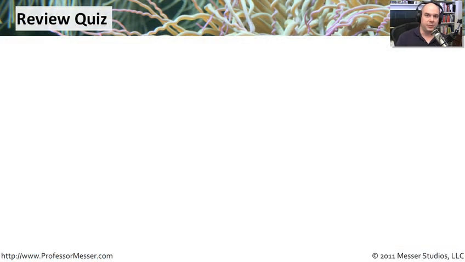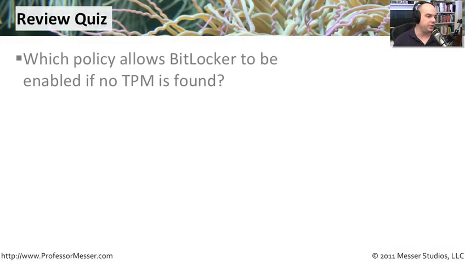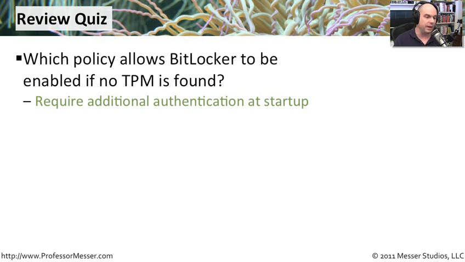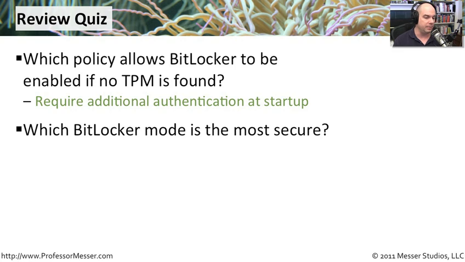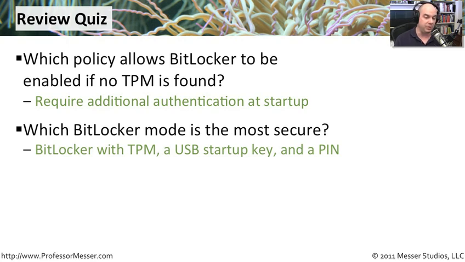Let's review some of the topics we covered in this module. Our first question: which policy allows BitLocker to be enabled if no TPM is found? You may need this occasionally, especially if you work with a lot of virtual systems. Just remember that the policy we're looking for is require additional authentication at startup. The next question: which BitLocker mode is the most secure? You recall we went through a number of those different modes that you might need with BitLocker, and the one that's most secure is the one that has the most number of options in it. BitLocker with a TPM, a USB startup key, and a PIN associated with it.